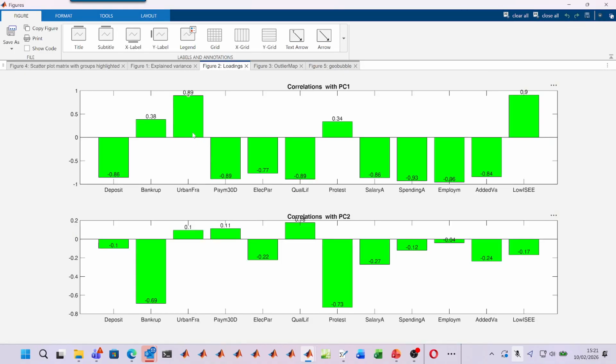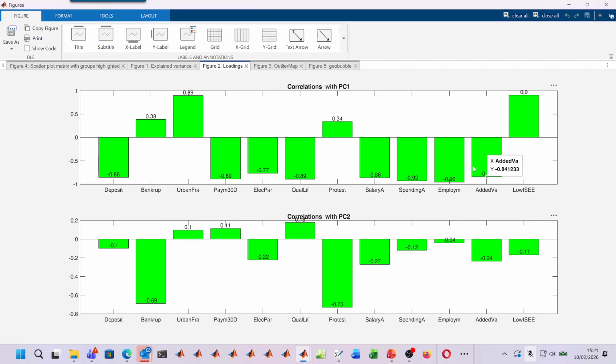is correlated with urban fragility, low ISE. Low ISE, I mean poor people, the number of poor people. On the other hand, the first principal component is negatively correlated with payments in 30 days, electoral participation very small, quality of life very small, salary small, spending small, employment small, added value small. Therefore, if you have high values of the first principal component, you are in a province which is very poor.